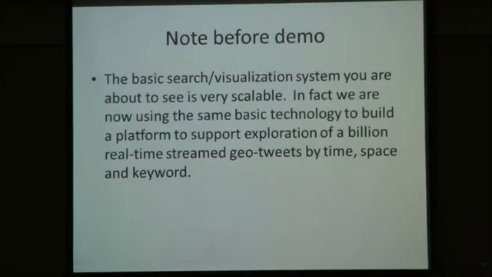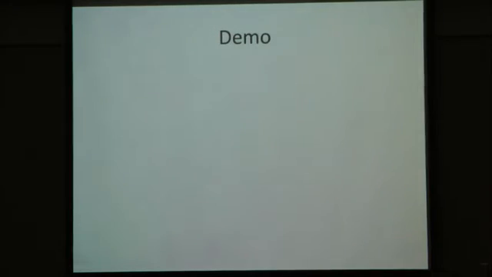So, I'm going to do a demo. This is alpha, right? This is real alpha. The UI is fairly crude. The back end is also in its early stages, but think more about the back end and what we're doing. And it's scalable. We are using it to create a much bigger spatiotemporal search capability.